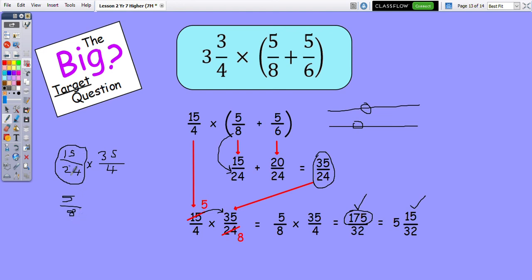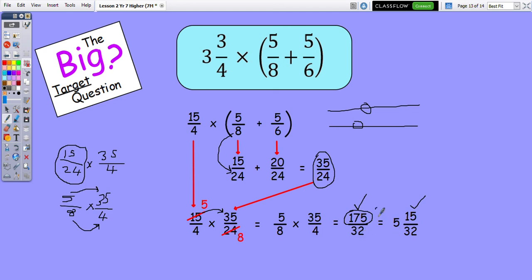Okay, so 15 over 24 simplifies to 5 over 8. I can't simplify this fraction, because 35 and 4 have nothing in common at all, other than the number 1. So I kept that as 35 over 4. And then I just did the multiplication. I've still got to do 5 times 35, but that's a lot easier than doing 15 times 35 in my world. And then I have to do 8 times 4, which gives me 32. So the answer just appears as 175 over 32.